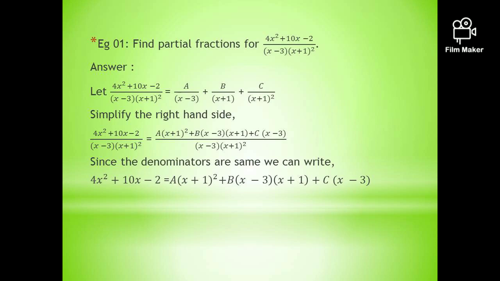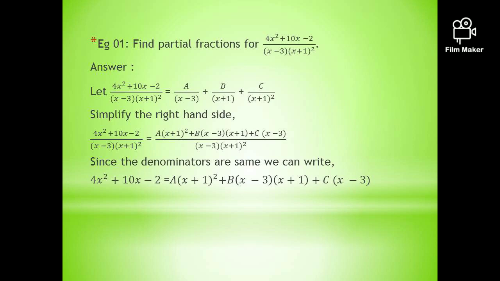Then the term with A: the denominator of A is x minus 3, so cover x minus 3 from x minus 3 into x plus 1 into x plus 1. So you can say x plus 1 into x plus 1 squared remaining. With that you can write A into x plus 1 squared.